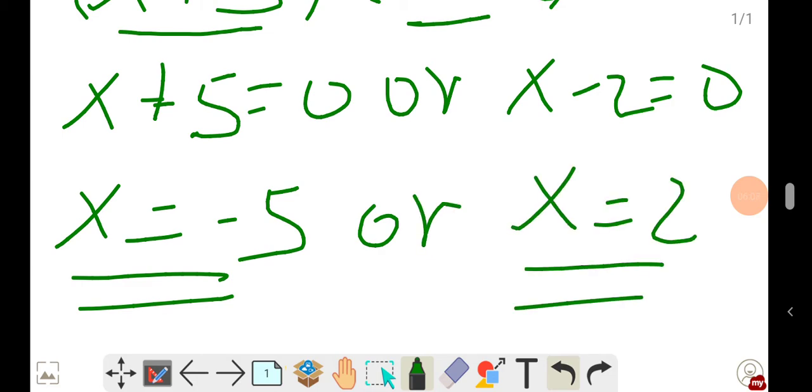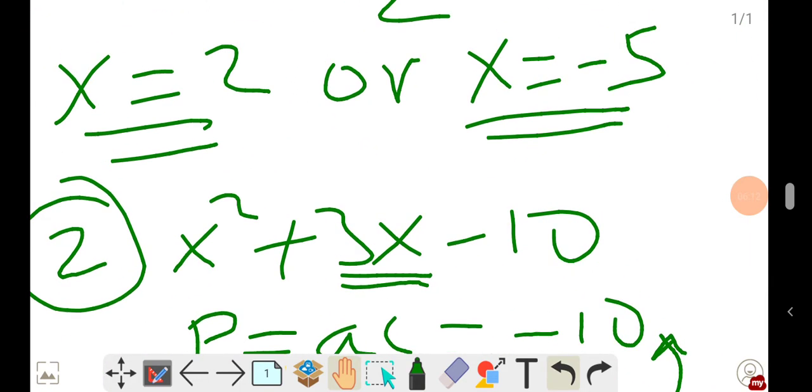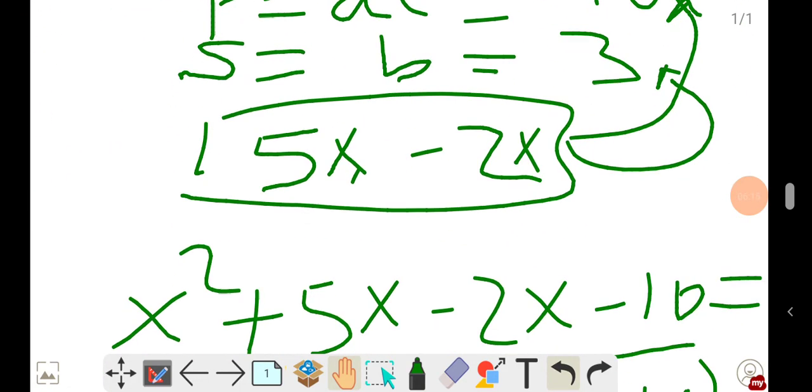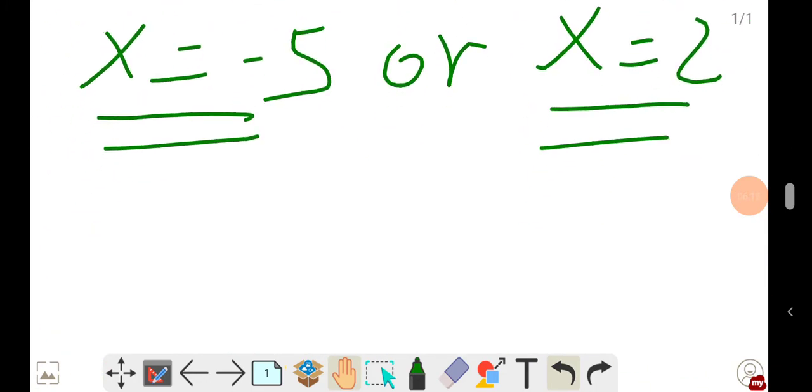It is the same answer like that of the formulas, what you did here up. The answer for the formula is also 2 and negative 5. We have got the same answer here, negative 5 and 2.